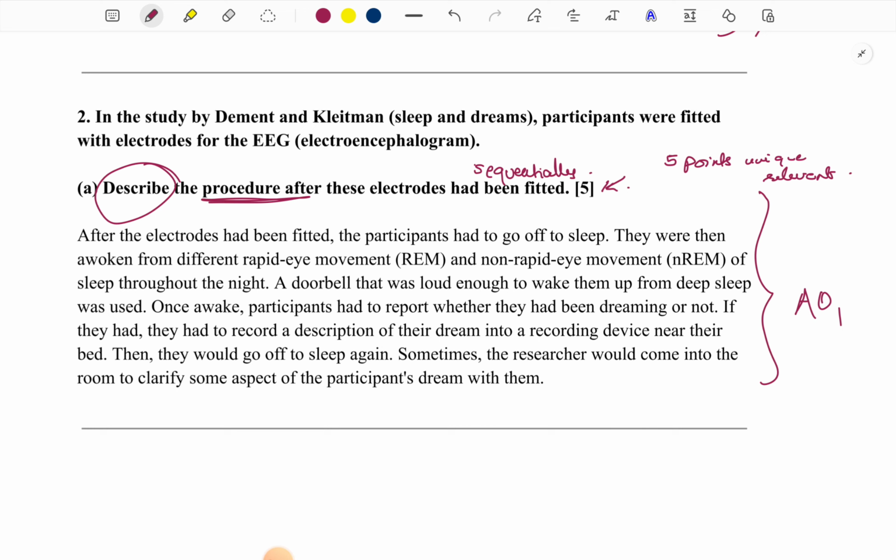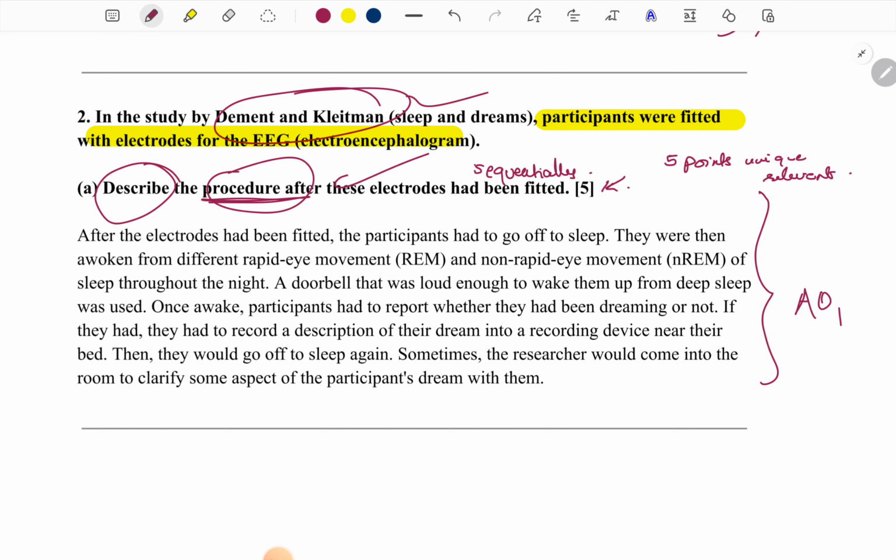The answer here is simple. You have to write from, very carefully reading the question, from the point where participants were fitted with electrodes to the EEG. Another obvious but common mistake that students make here is to write from wherever in the procedure that they want to. Because they don't read carefully, because they are stressed out during the exam, they haven't practiced writing answers, that's why they are stressed, and so they just read, okay, procedure, okay, Dement and Kleitman, done.